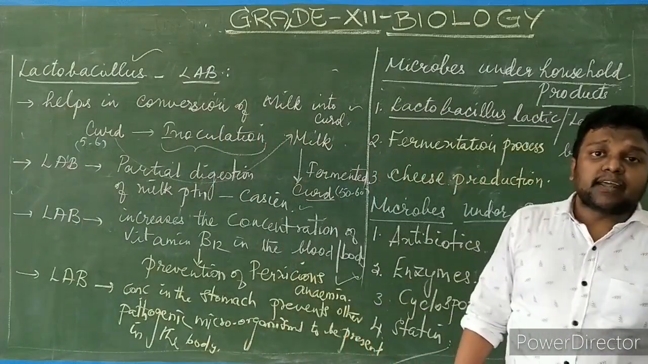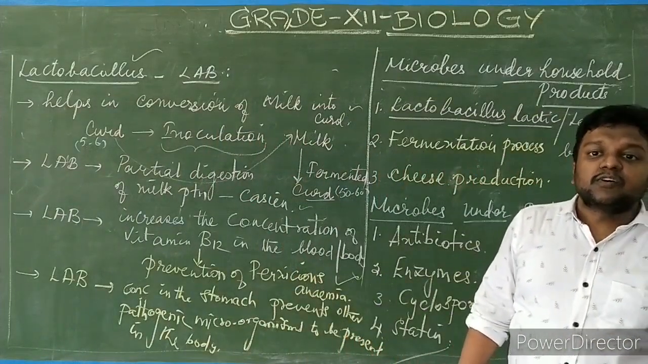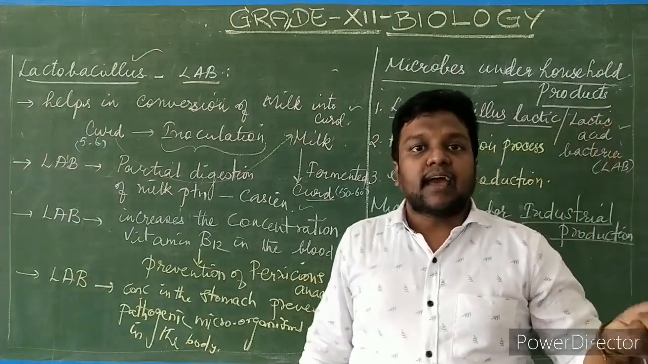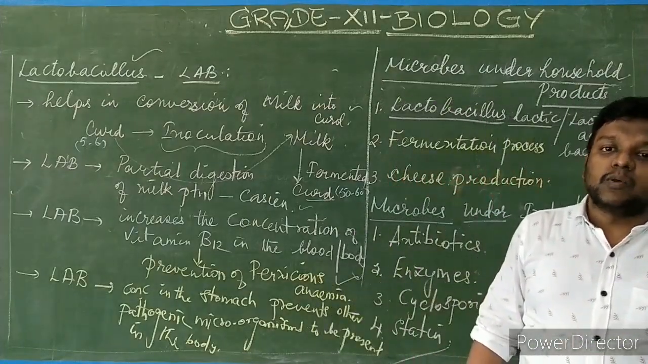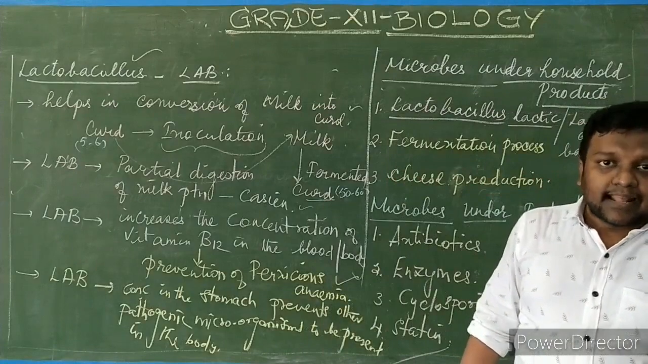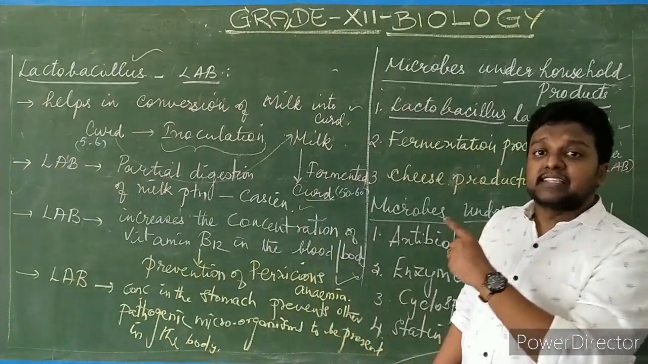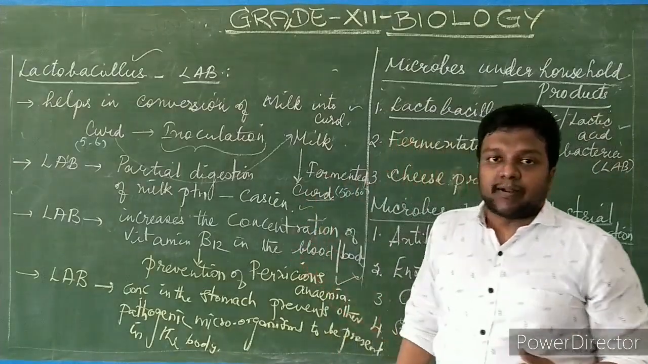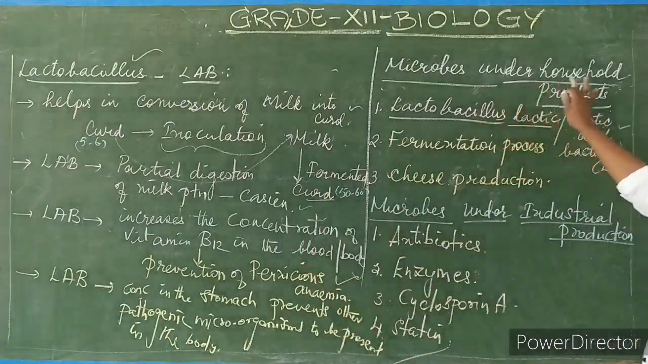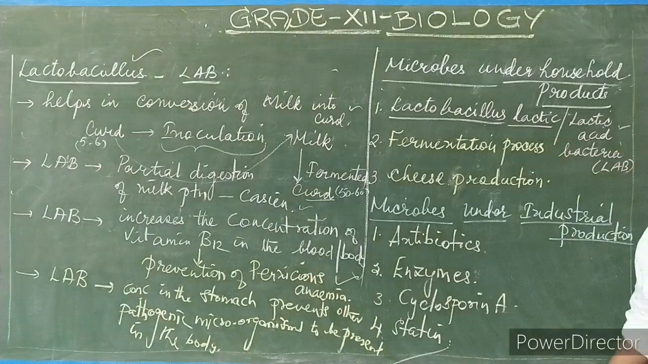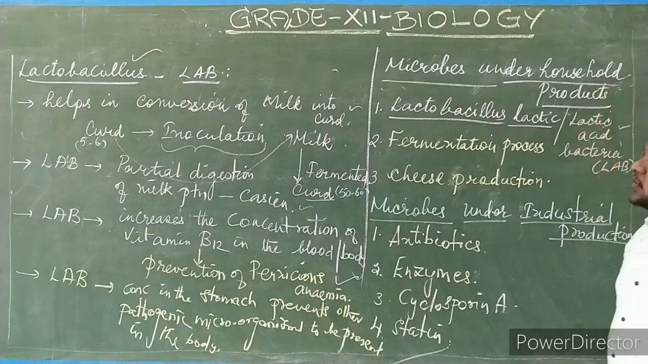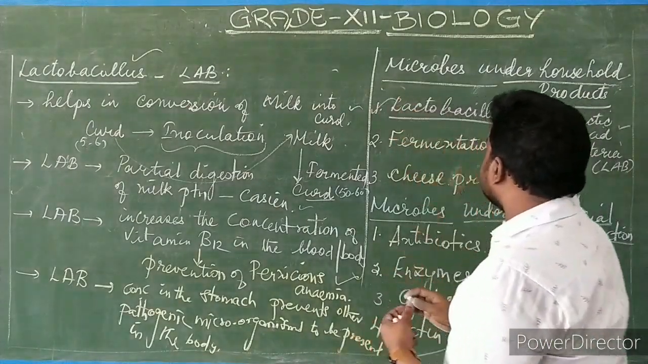Under room temperature, normal conditions, we need not refrigerate, and we need not have any in vitro or in vivo conditions. Nothing is needed. Only room temperature will be more than enough for the organisms to proliferate or multiply. That is why we call them microbes which can be manufactured as household products for the production of household goods. Can you understand now? So this topic is over.